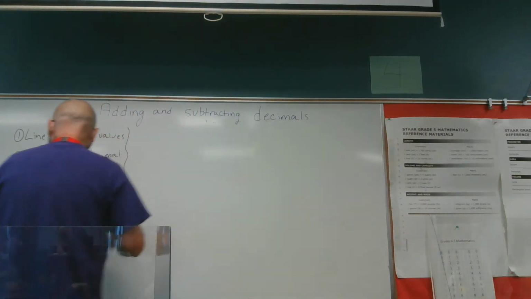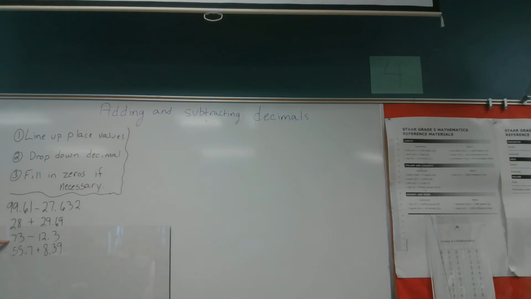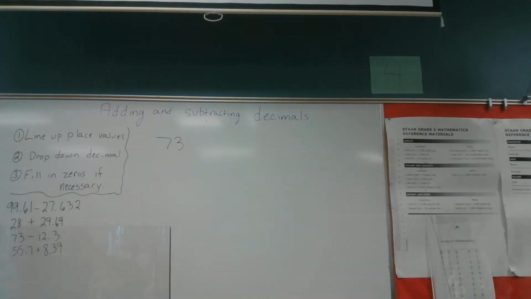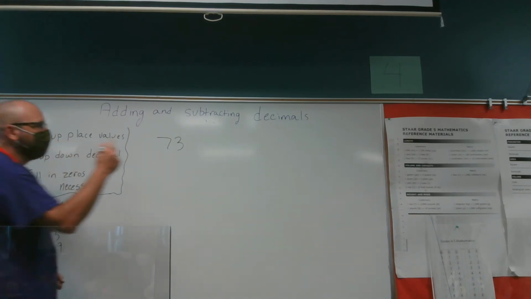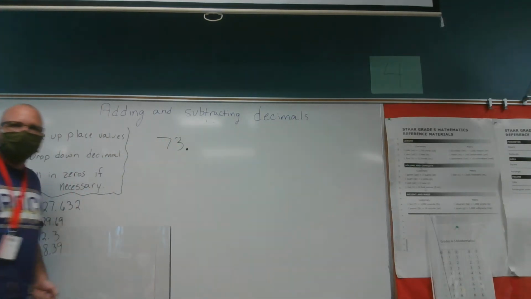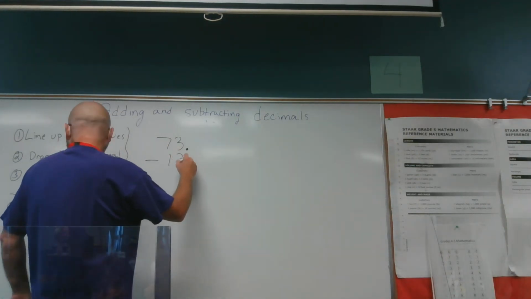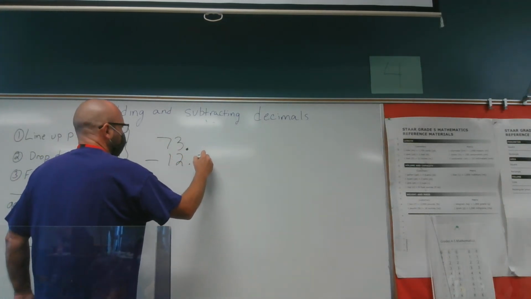We have 73 minus 2 3/10. Once again, I don't see a decimal point. But I know my 3 is in the ones place. I know my 73 is a whole number. My decimal point breaks up whole numbers in parts. So my decimal point's always behind the ones place, even if you don't see it. We're subtracting 12 and 3/10.